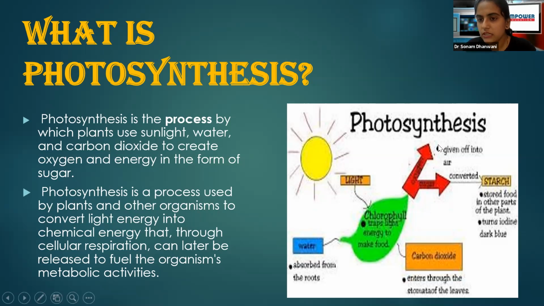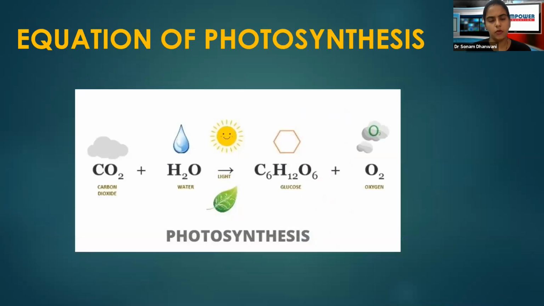Now, oxygen is given off into the air and जो sugars रहेंगे, that is converted in the form of starch, which is stored food in other parts of the plant. Okay, starch turns iodine dark blue. That is a reaction between starch and iodine. Okay, keep that aside. For now, what you need to know for photosynthesis is what is happening. Light energy convert हो रही है chemical energy में. That chemical energy is first being utilized in the cellular respiration, and then via that कुछ energy release होती है, which we as organisms we use it for our own activities. ठीक है? Okay, going ahead.